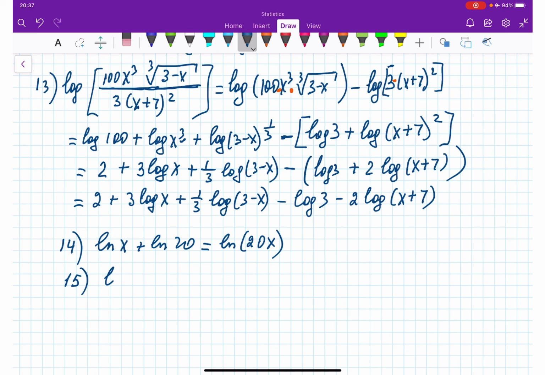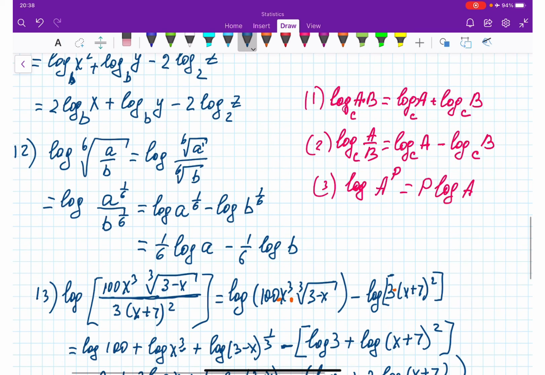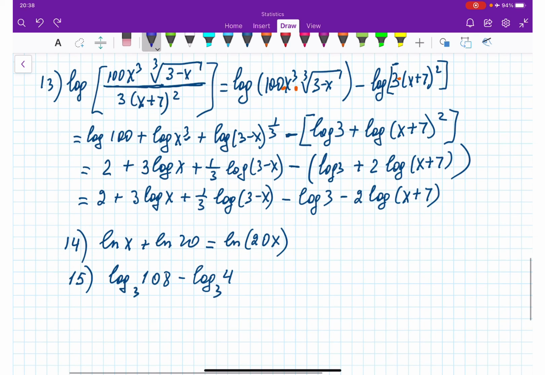Question number 15. We have log base 3 of 108, minus log base 3 of 4. Okay, since we have subtraction, it's going to come into division, right? So that is going to be equal to logarithm of 108 over 4.